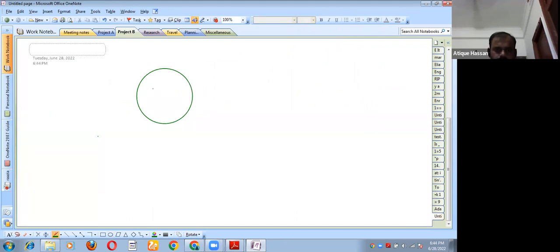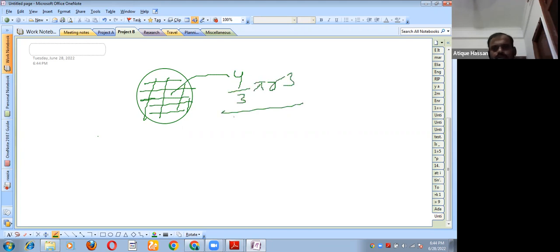So, a sphere can have two things. One is volume, so this is the total volume. The volume of a sphere is 4 by 3 pi r cube. But the area is only the upper surface, not within. We are only considering this round surface area. So the surface area is 4 pi r square, if you remember.